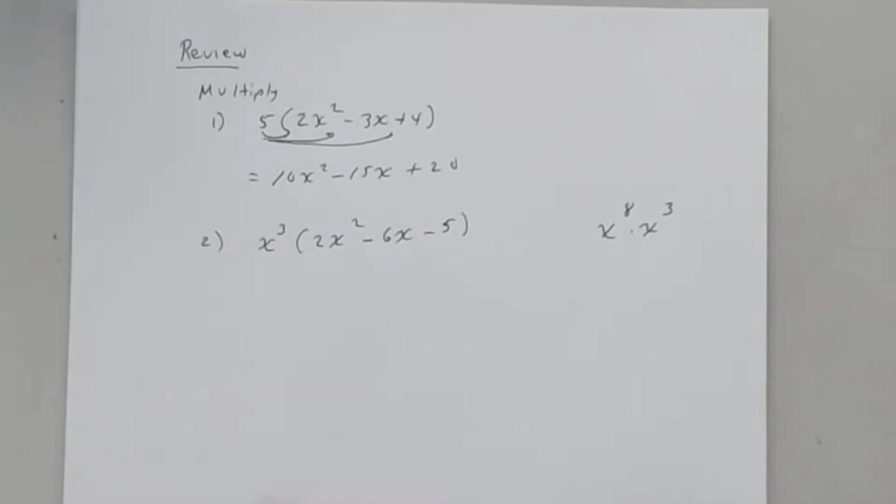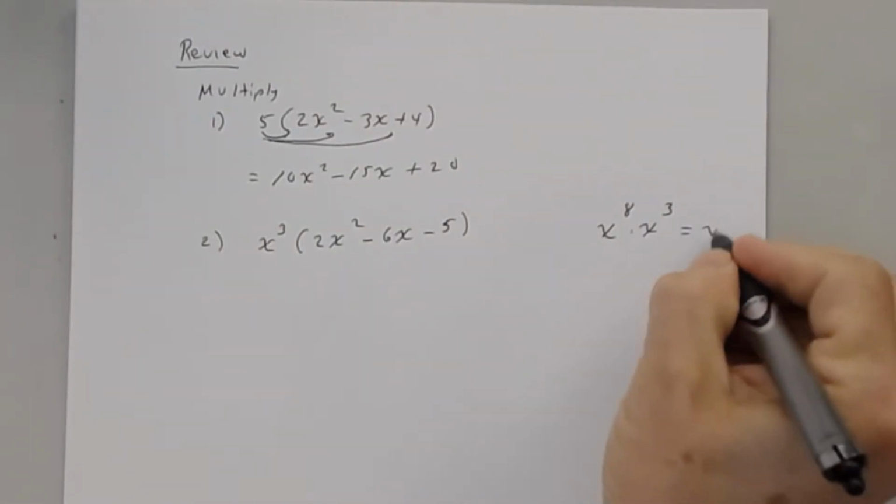You learned a rule that was called the product rule. When you multiply like bases, you do what to those exponents? You add them. Very good. So what is x to the eighth times x to the third? X to the 11th. We're multiplying like bases. Add exponents.